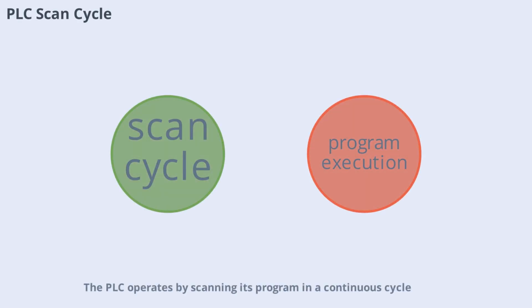The PLC operates by scanning its program in a continuous cycle. This scan cycle consists of three main steps: checking input status, executing the program, and updating output status. First, the PLC checks each input to determine its state. Next, it executes the program instructions sequentially. Finally, it updates the outputs based on the input states and program results. After completing these steps, the PLC repeats the cycle, ensuring timely responses to changes in the system.